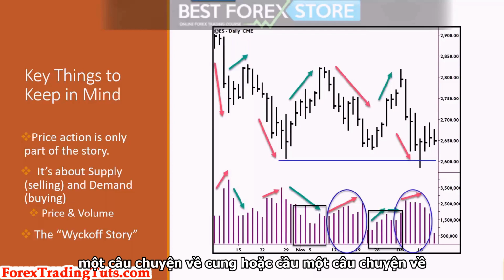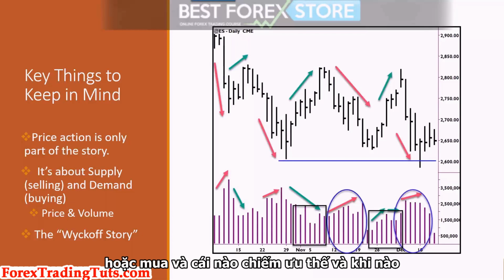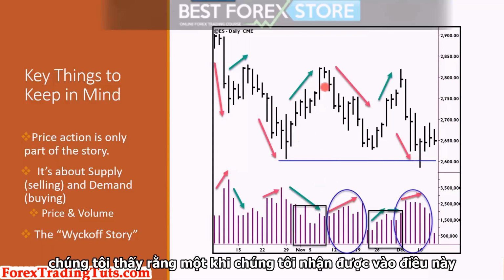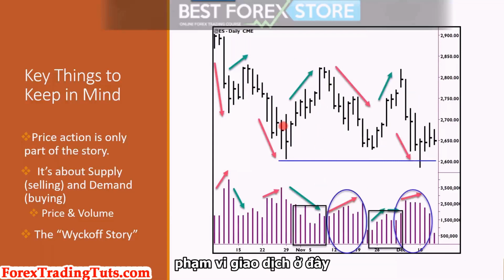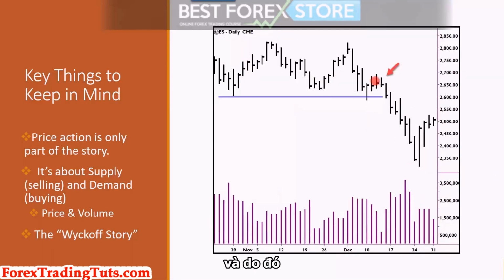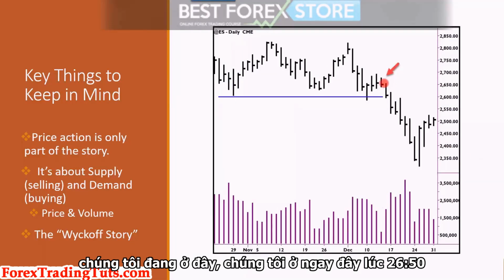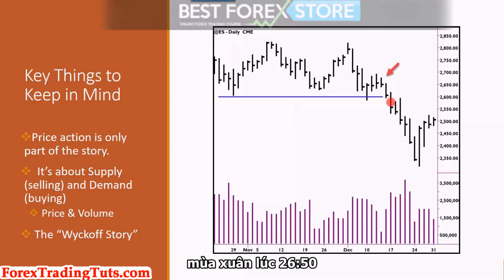So this starts to help us begin to develop what we call a Wyckoff story. A story of supply or demand, a story of selling or buying, and which is dominant. And when we start looking at this more carefully, we see that once we get into this trading range here, the demand volume, the buying volume, is less than the supply volume. And therefore, this, reorient you here, we're right here at 2650. This spring at 2650 fails.